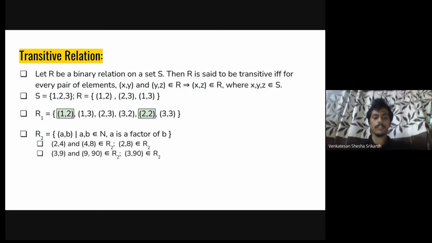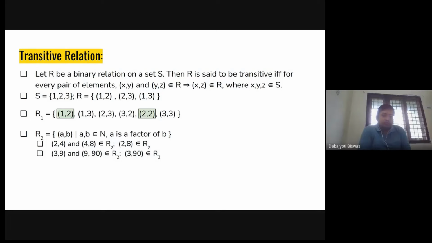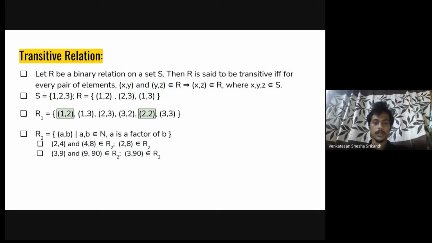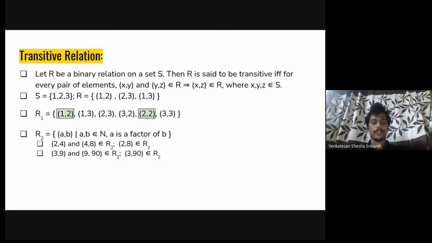If we are not satisfied by taking one pair, let's look at another pair. So 3 comma 9 will be in my R2 because 3 is a factor of 9. And similarly, 9 comma 90 is in R2 because 9 is a factor of 90. With respect to these two elements, I should also have 3 comma 90. Will 3 comma 90 be in my R2? Yes, 3 is also a factor of 90.